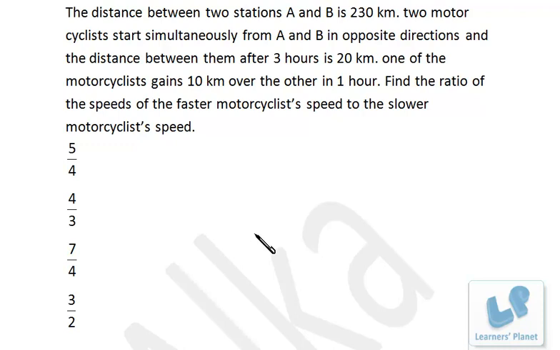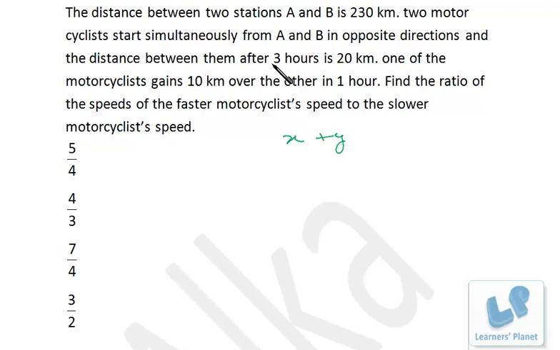Now friends, let's see this question. It is a problem based on time, speed and distance, and the relative speed concept has been used over here. The distance between two stations A and B is 230 km. Two motorcycles start simultaneously from A and B in opposite directions, and the distance between them after 3 hours is 20 km. See, I assume the speeds of these motorcycles to be X and Y. If both of them are coming in opposite directions, that means the relative speed will be the addition of their individual speeds. So that's x plus y.